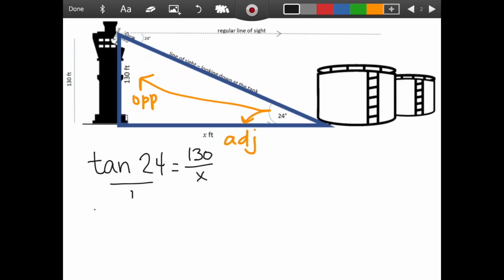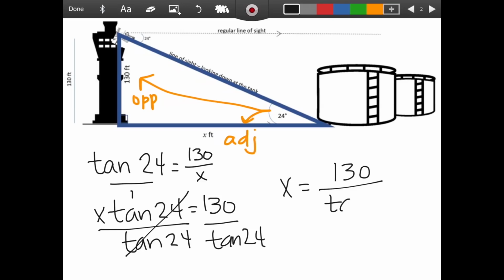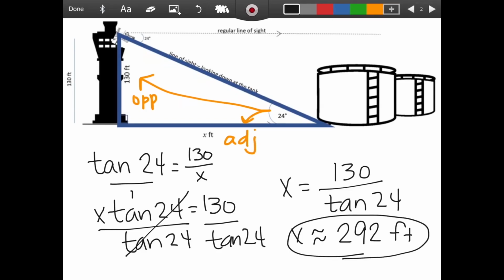And solving like we did before, we're going to make this a proportion by putting a tangent of 24 over 1. So we have x times the tangent of 24 equals 130. And to get the x alone, we're going to divide both sides by the tangent of 24. And the tangent of 24 will cancel on the left. So we have x equals 130 divided by the tangent of 24. And if you put this in your calculator with degree mode on, you see that this distance is approximately 292 feet.